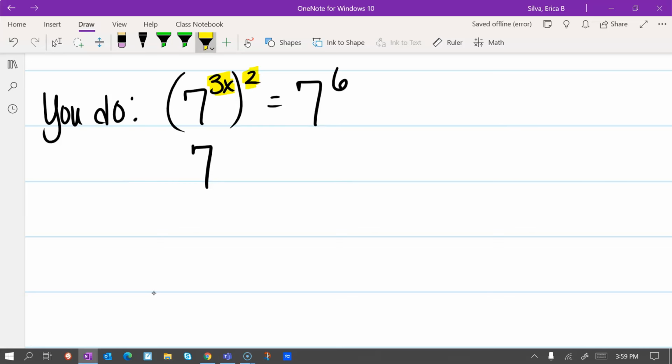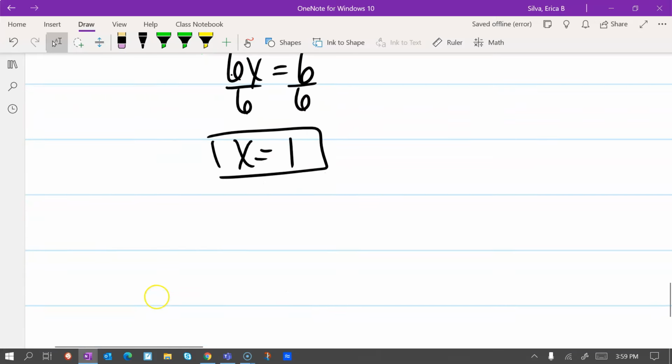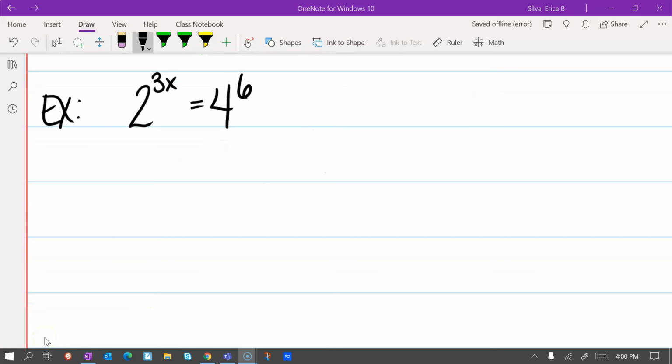Okay, now you do. We want to multiply these two exponents. We get 6x, 7 to the 6th. Our bases are equal. So we set our exponents equal to each other. And x is equal to 1. Let's move on to the next example.